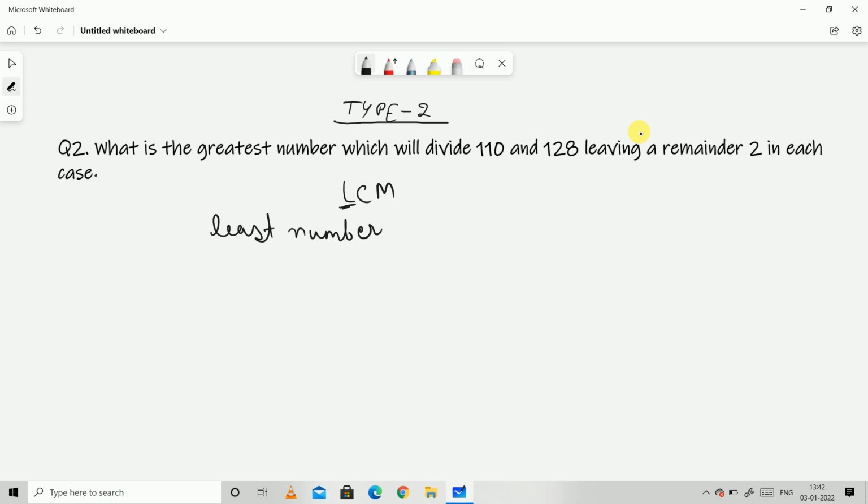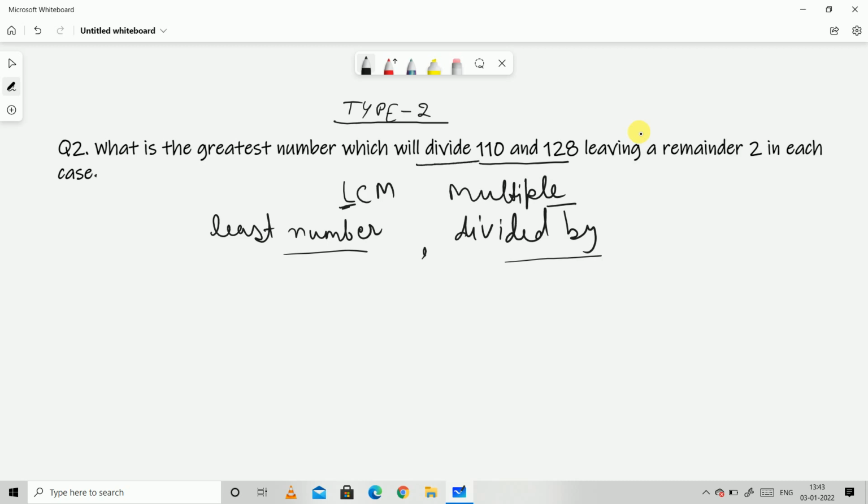So there, instead of greatest number it was least number, and the language was like "divided by". It used to be like: least number which when divided by so and so number leaves a remainder of 2 in each case. There used to be "divided by" because we were talking about multiples in case of LCM. A multiple is a number which can be divided by the given numbers, right? But a factor is a number which will divide the given numbers. So that is the difference in the language.